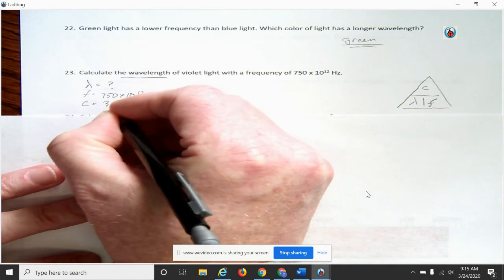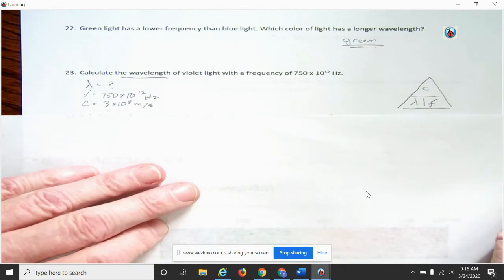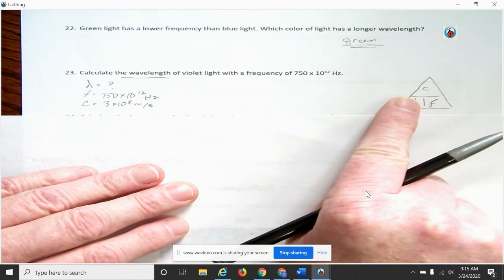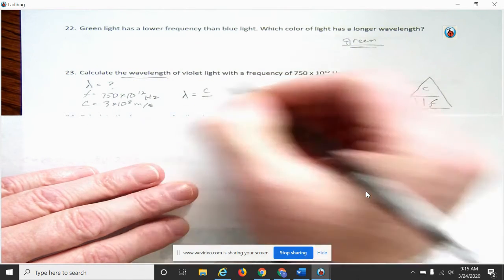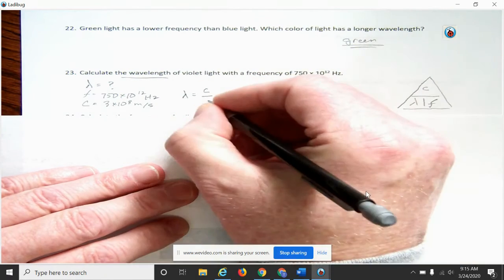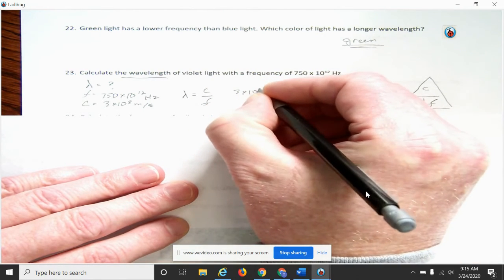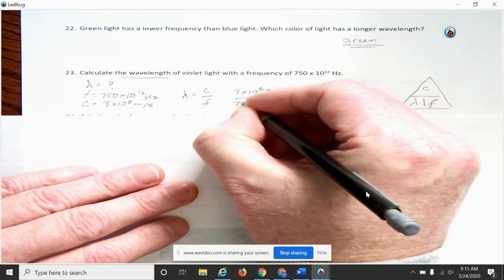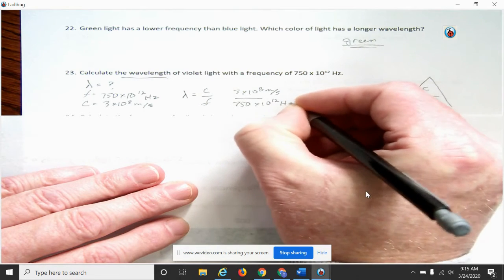That's 3 times 10 to the 8th meters per second. So, using our triangle like we've done in the past, what we're going to do is we're trying to solve for, in this case, wavelength. So we'll cover up wavelength. So that tells me that wavelength then is equal to C divided by F. So if I plug these numbers in, I get 3 times 10 to the 8th meters per second divided by 750 times 10 to the 12th hertz.